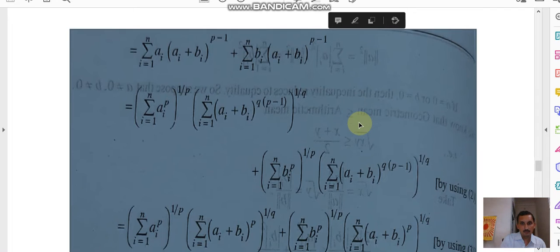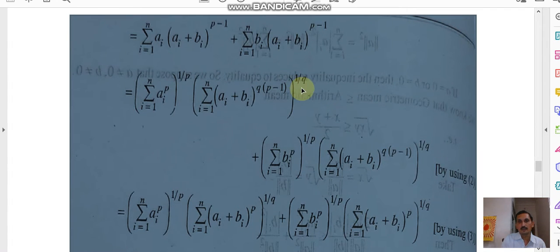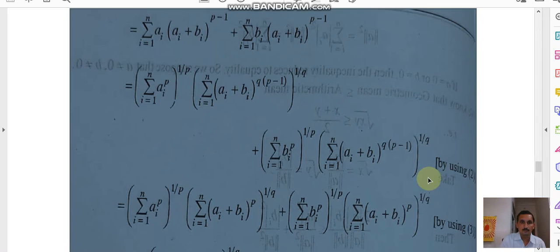And to this we are now applying the Holder inequality. So we obtain this as summation i equal to 1 to n of a_i to the power p, whole to the power 1 by p, and here (a_i + b_i) to the power q into p minus 1, whole to the power 1 by q. So we are using equation 2.